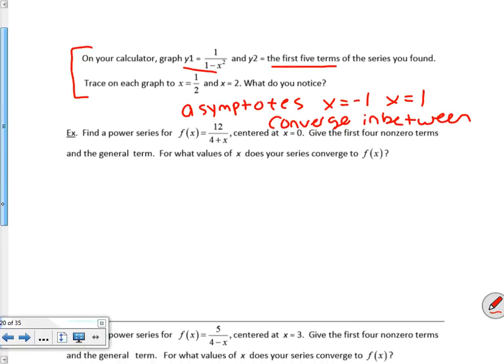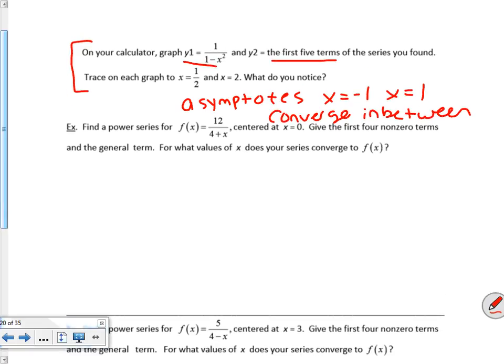The next example looks a little different. Remember that our formula for the sum of the geometric series is a divided by 1 minus r. Well, this formula right here does not have a 1, does not have a negative, so we can't really take this information as written in order to form our geometric series. We have to do a little bit of manipulation. So if I write down 12 divided by 4 plus x, I really want to get rid of this 4. I want to make it a 1.